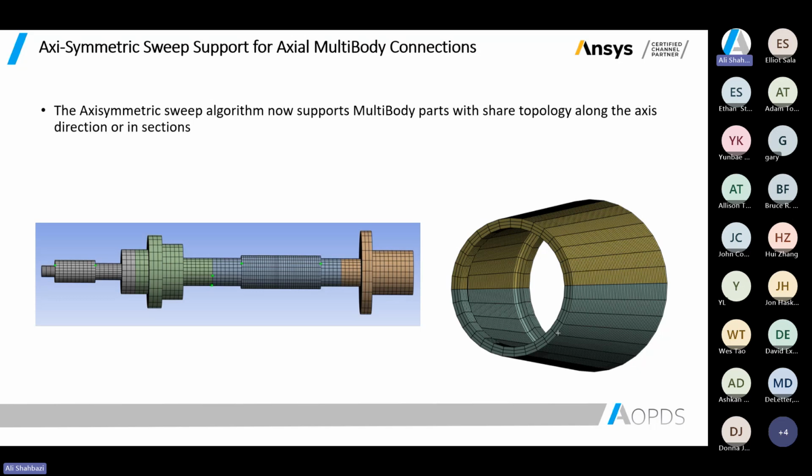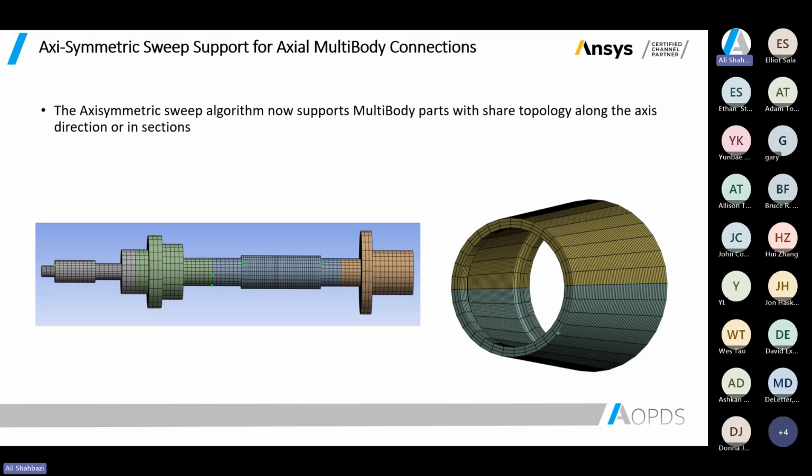And the last slide on my end to present to you guys is axisymmetric sweep support for axial multi-body connection. In some cases, when analysts are doing simulation, there are some welds or connections. For the most part, these type of connections are permanent connections. They're not like bolt and joint that they are temporary. They're spot weld, skip weld, some sort of permanent connection.